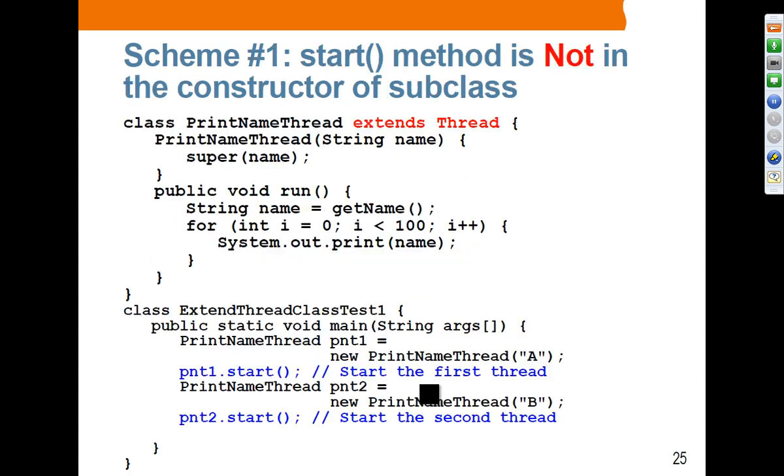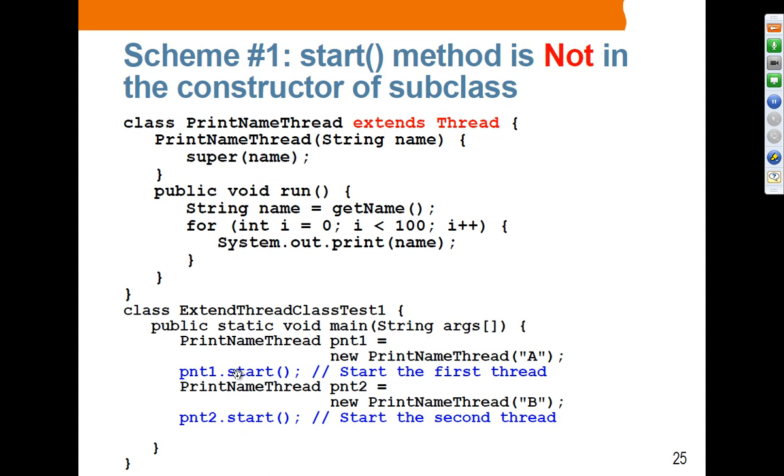So let's see the code. This is scheme number 1. This is the case where the start method is not in the constructor of the subclass. In this first part of the code, I'm creating a brand new Thread subclass called PrintNameThread, and it extends Thread. So it does have to provide a run method implementation. Basically, it just gets the name of the thread and prints it out 100 times.